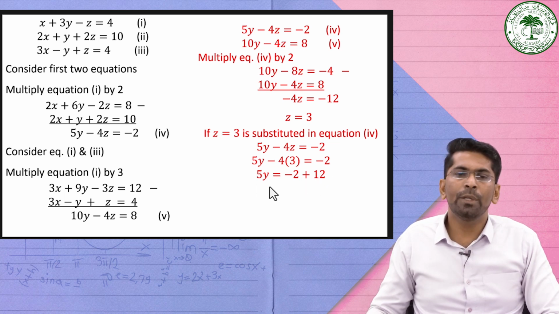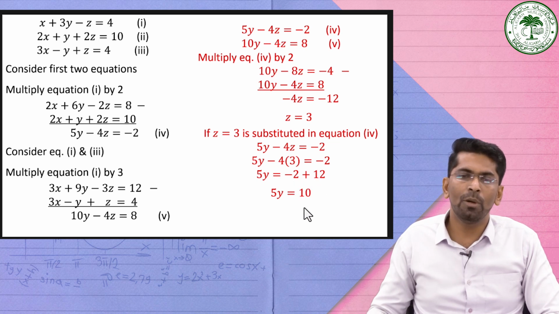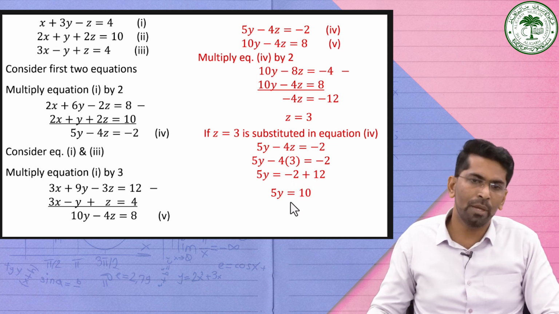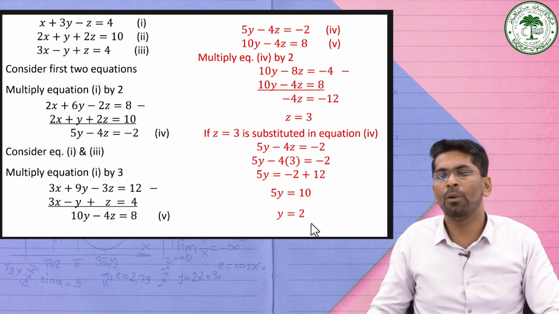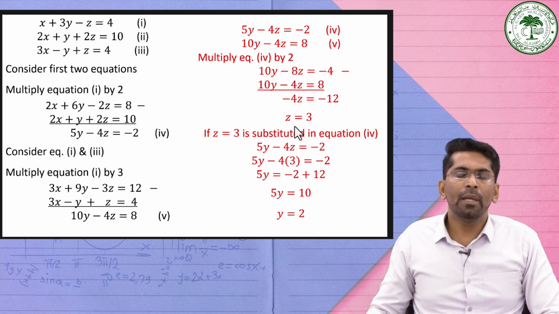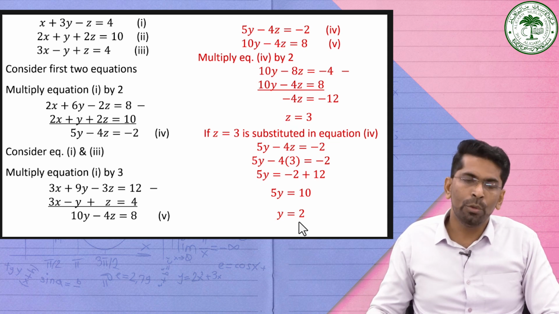Dividing both sides of the equation by 5, we can isolate y. So 5y is equal to minus 2 plus 12, which is equal to 10. Dividing both sides of the equation by 5, y is equal to 10 divided by 5, which is equal to 2. So we received the value of z is equal to 3, y is equal to 2.